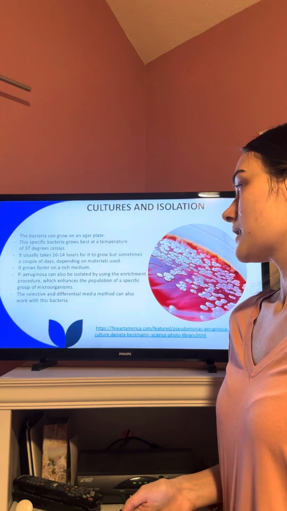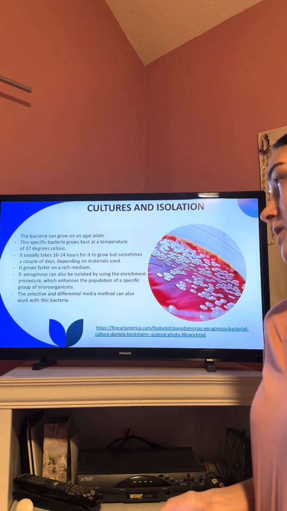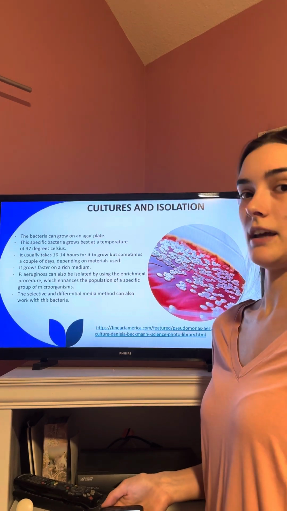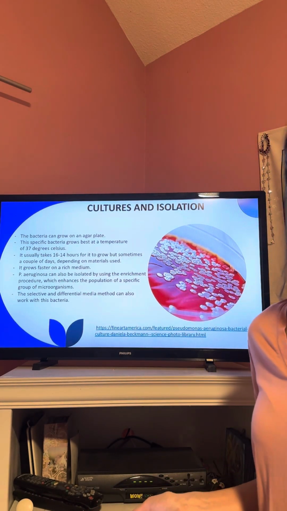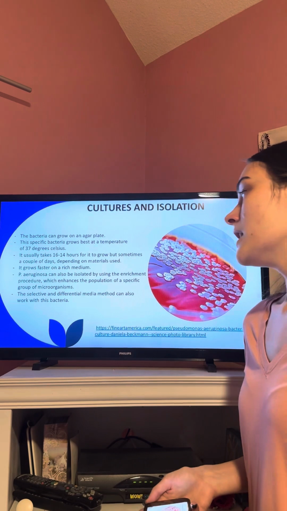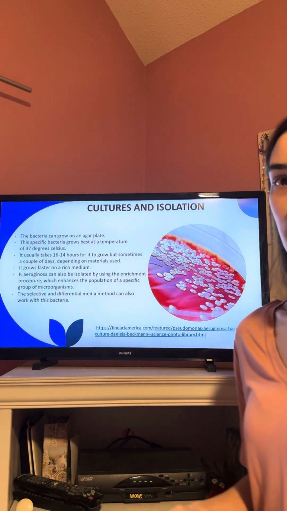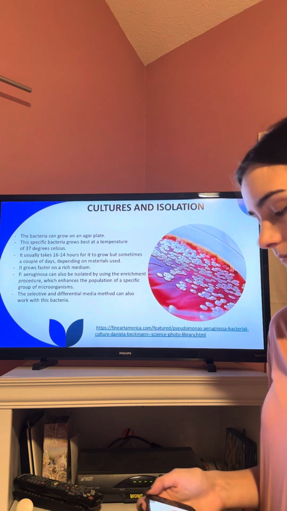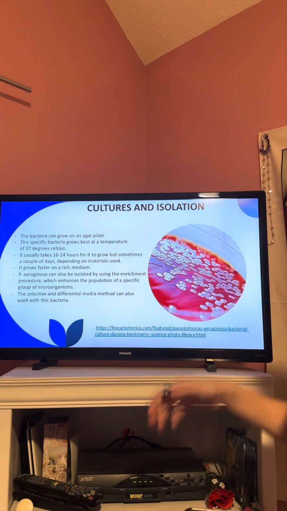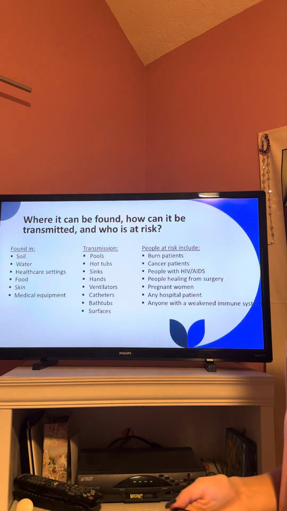Pseudomonas aeruginosa can also be isolated by using the enrichment procedure, which enhances the population of a specific group of microorganisms. The selective and differential media method can also work for this bacteria as well. And that is a close-up picture of it on a plate.